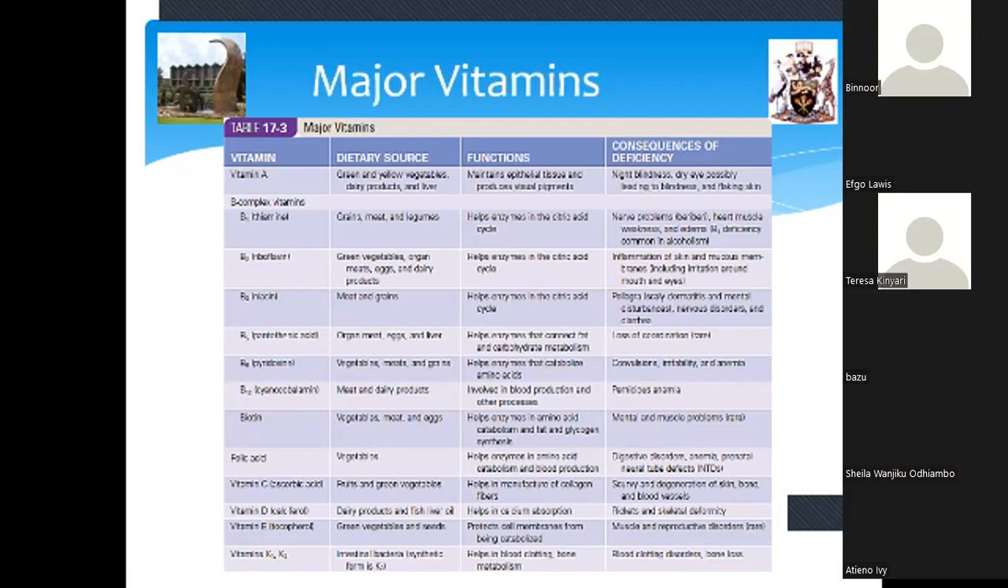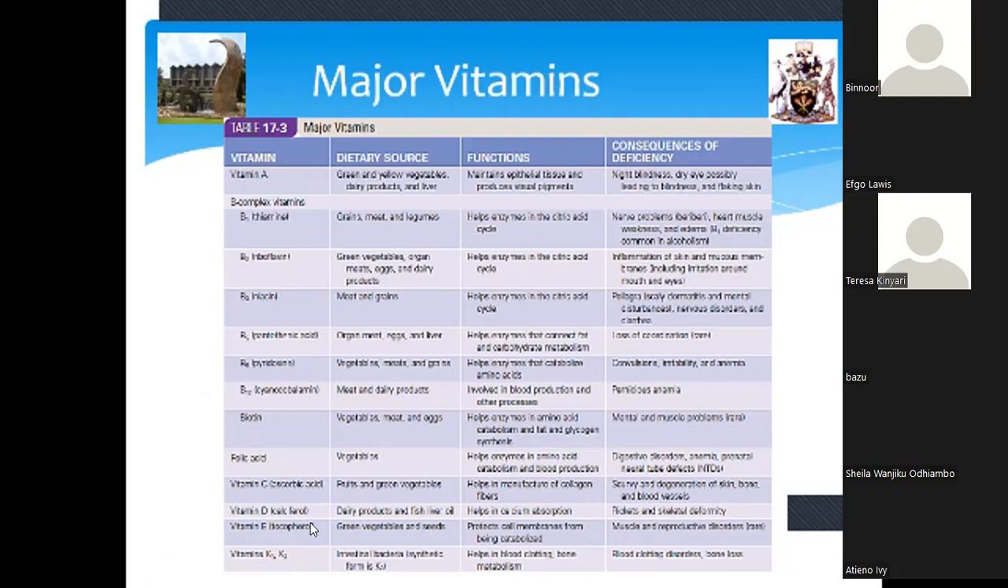Vitamin C is important. It's also called ascorbic acid, found in fruits and green vegetables. It's very important in maintaining collagen, manufacturing collagen, so that the lack of it then leads to scurvy and degeneration of the skin and bone and blood vessels. Vitamin D, we talked about it, is calciferol, found in dairy products and fish oil, fish liver oil. It helps in calcium absorption, and the lack of it will lead to rickets and skeletal deformity.